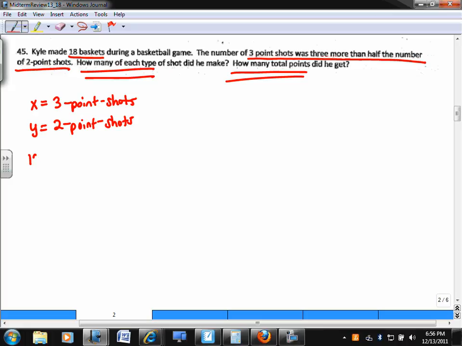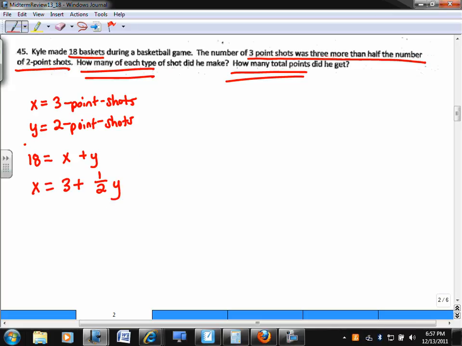Okay, so we know that he had 18 baskets total. You find a total by adding together the pieces. So 18 is going to equal x plus y. The total number of baskets represents the number of 3-point shots he made added to the number of 2-point shots he made. Okay, the number of 3-point shots is x, so x equals 3 more than, so 3 plus, more than means plus, half the number of 2-point shots. So 1/2 y.